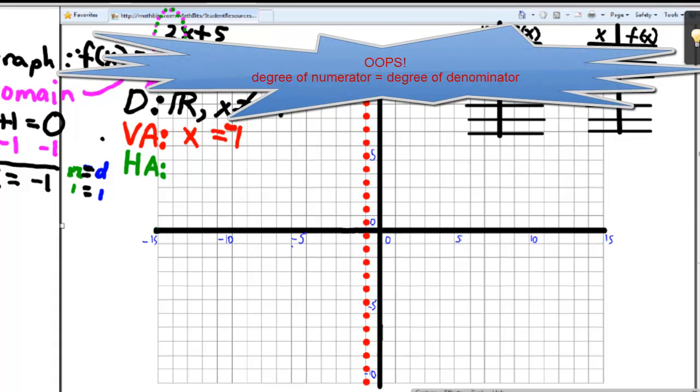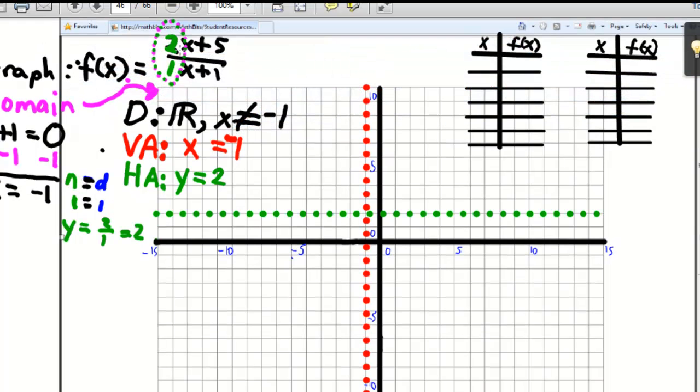When the numerator is equal to the denominator, we look at the coefficients. In the numerator, the coefficient of the variable with the highest degree is a 2. In the denominator, the coefficient of the highest degree variable is a 1. Y is equal to 2 over 1, which is 2. The horizontal asymptote is y equals 2. Draw this line on your graph.